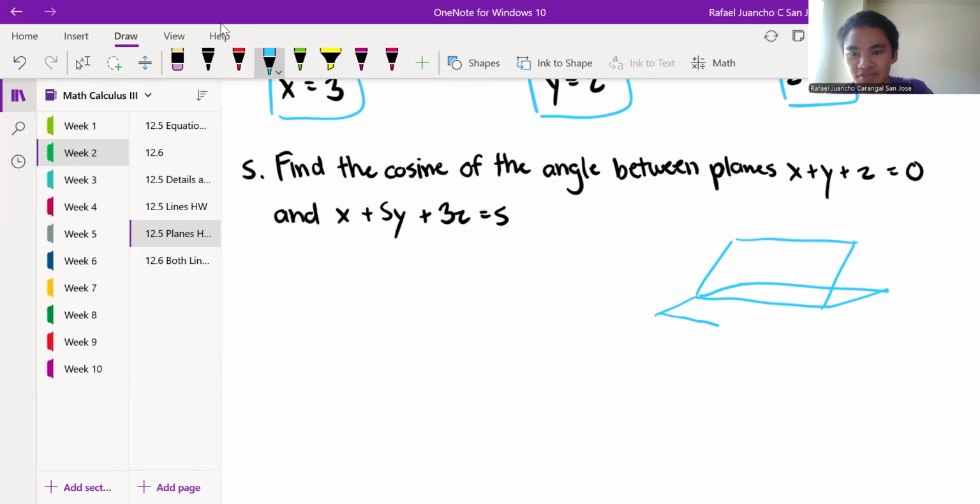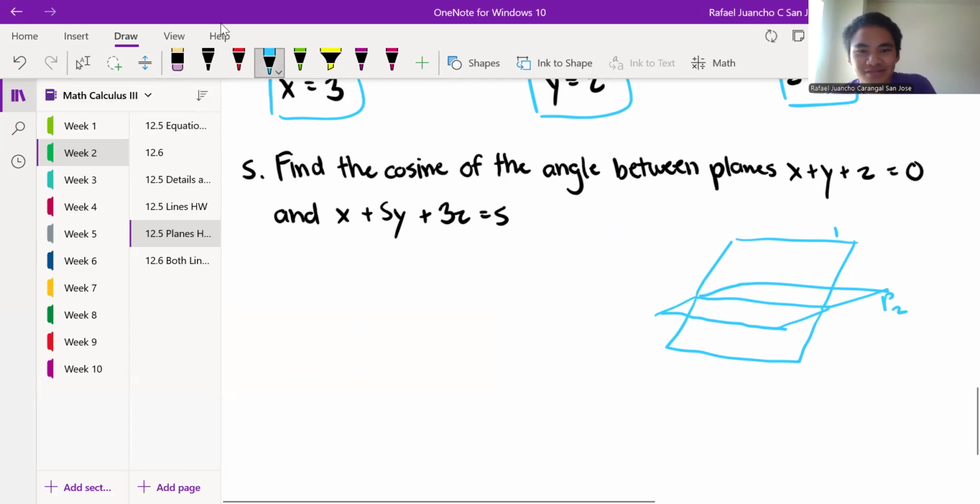This can be longer actually. Oh shoot, messed up the drawing. One could be like that. Another one could be like that. So they intersect. So that's, let's say P1 and P2. Let's say P1 is this thing, P2 is this thing.